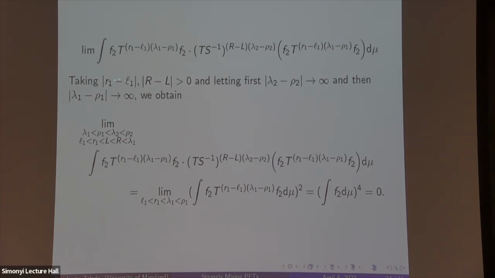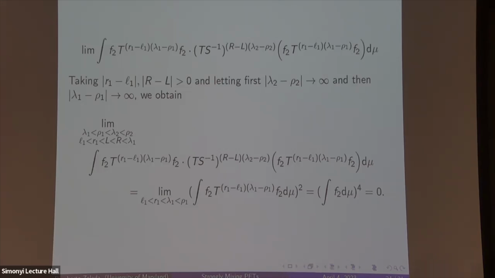Because they go to infinity in different order, one can assume without loss of generality that R1 minus L1 is positive, same as R minus L. We can send first lambda 2 minus rho 2 to infinity, and then lambda 1 minus rho 1. The first thing to go to infinity is this guy. After sending that to infinity, because TS inverse is strong mixing, we will get to this product. Then we send this guy to infinity, and we get to that to the fourth, which is 0, because by assumption F2 had integral 0. Okay, so this was just an example.